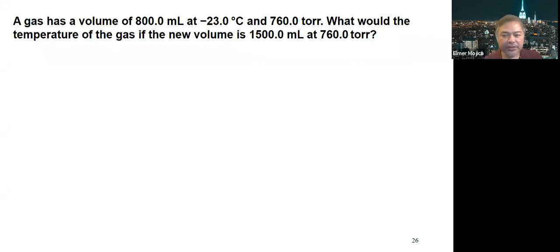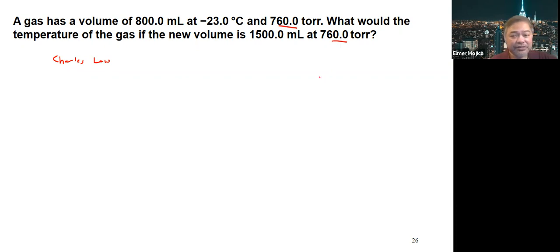In this another gas problem, you're given a gas that has a volume of 800 ml at negative 23 degrees Celsius and 760.0 torr. What would be the temperature of the gas if the new volume is 1500 ml at 760.0 torr? If you look at this problem, this is really a Charles law problem. You just look at the change in the temperature resulting in the change in volume. Now, the pressure that you have here is constant.